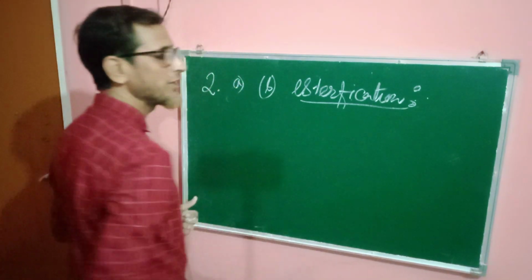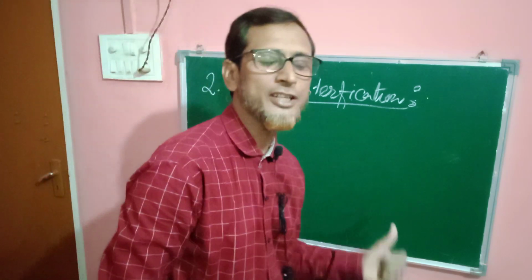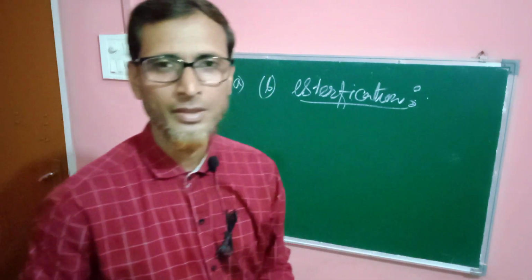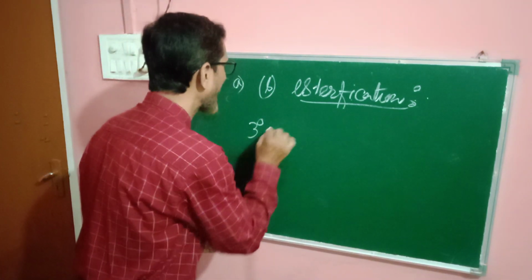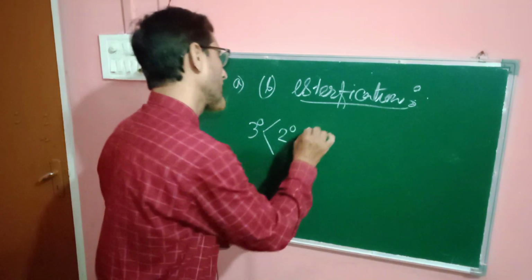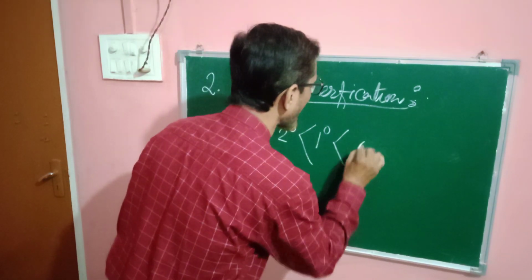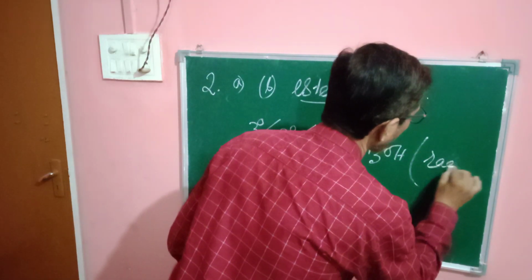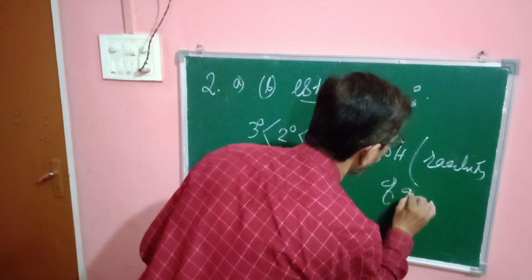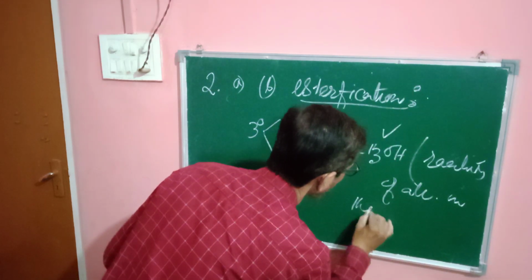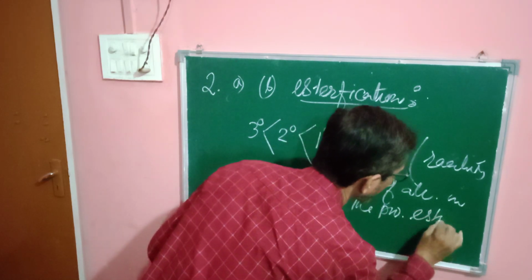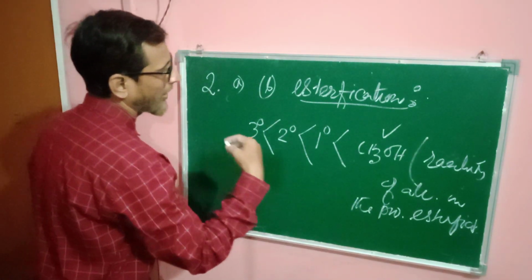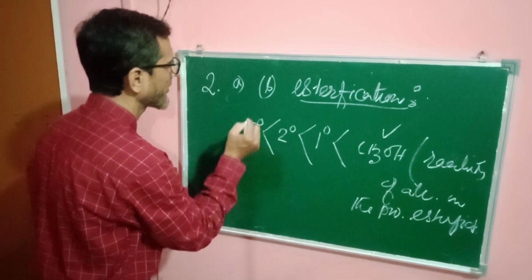Now, one of the tricky questions very often comes in your exams, also in entrance exams: the type of alcohol used in the esterification reaction has some reactivity order. Which type of alcohol would react first to give ester? It is seen that methanol is highest, it is at the top, then 1 degree alcohol, then 2 degree, then 3 degree. This is the reactivity of alcohols in the process of esterification.